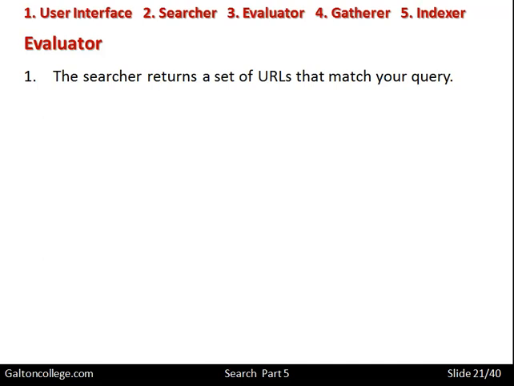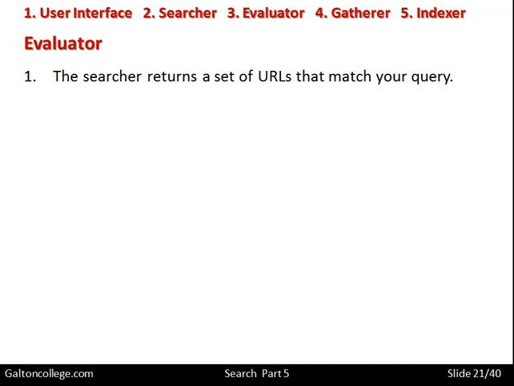Now it's also an evaluator. The searcher returns a set of URLs that match the query. The URL is the Universal Resource Locator. It's the address that you've typed in. Or if you type in a query, perhaps not an address, it'll bring back the URLs that match that query. So it'll bring back pages and sites that are related to your query.